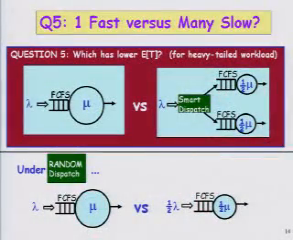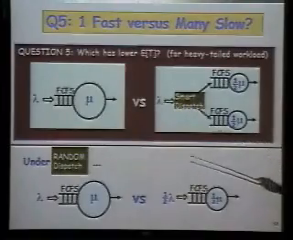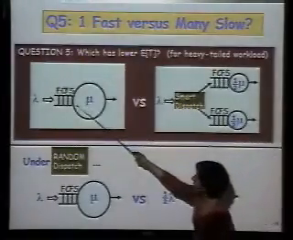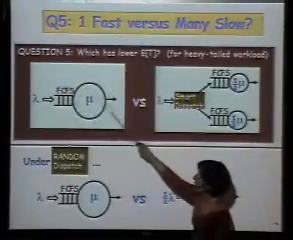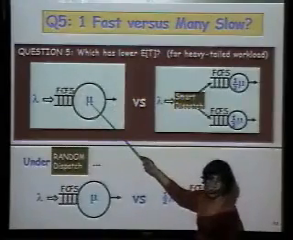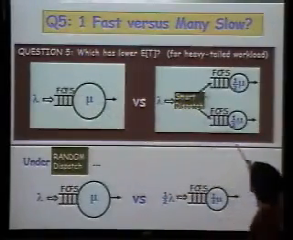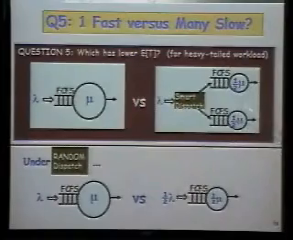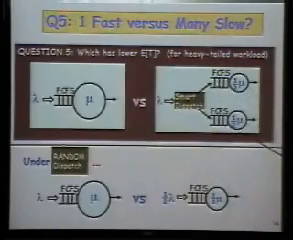So here in this first model, which is first come, first serve, I have a question. Is it better to have one server here, one server that's a fast server, or to have two servers that are slow servers, so they're each running at half the speed? Two servers, each at half the speed.